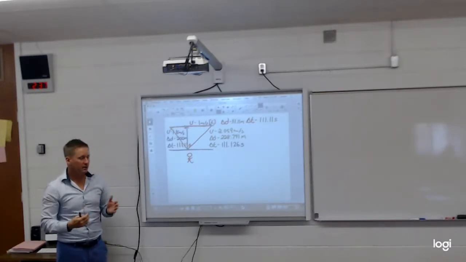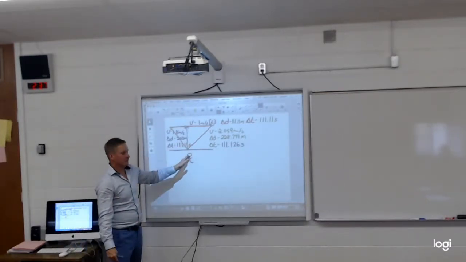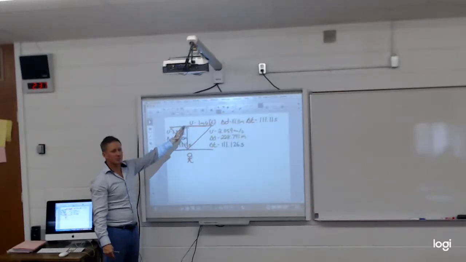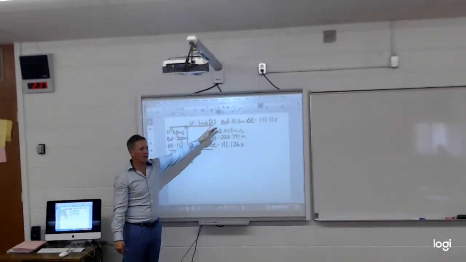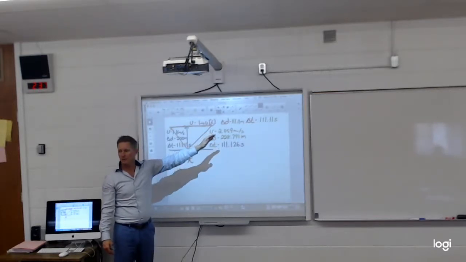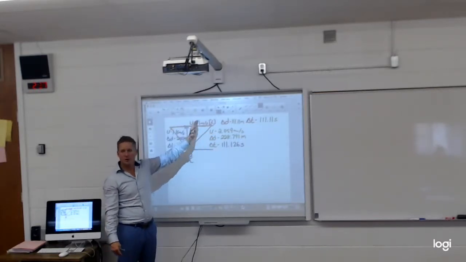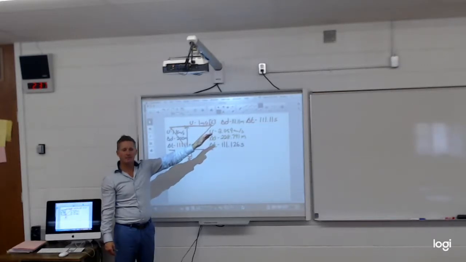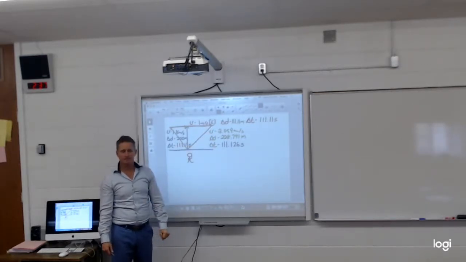So what do we learn? Relative to this guy, this person going straight across, or this guy going on an angle, it's going to take the same amount of time for them to get to the other side of the river. They won't be where he wants to be. He'll be down the river, right? Mhm. So far, so good?